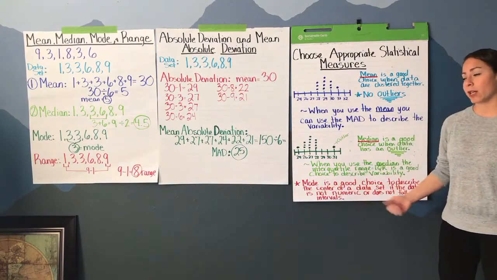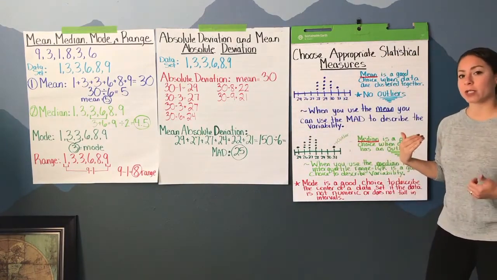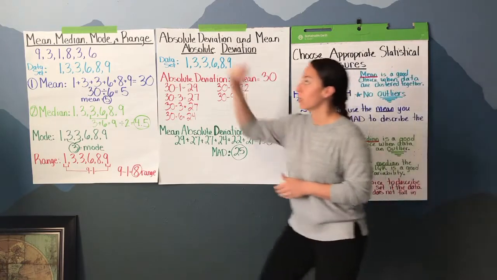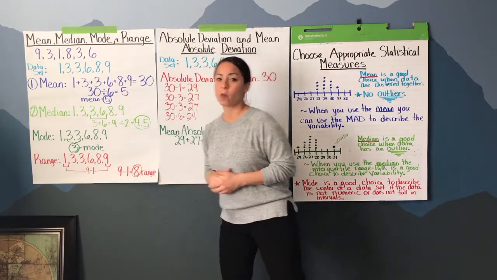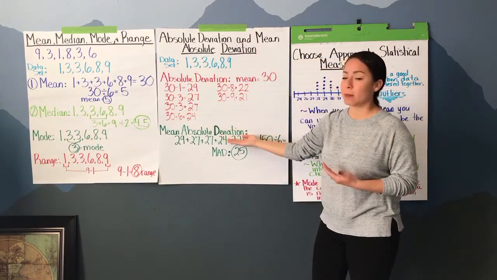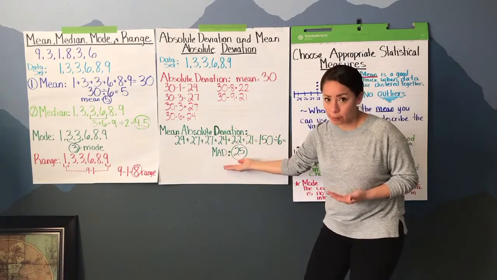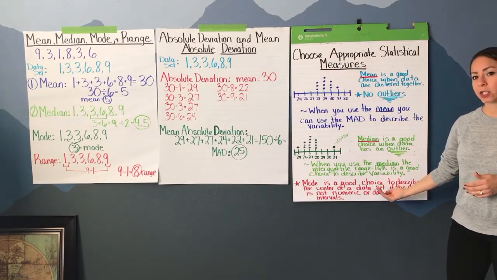That's pretty much it, you guys. So I hope I kind of helped you out. I hope you can clearly see the anchor charts that I have here. Again, if you're not quite sure about mean, median, mode, and range, there's a separate video you can watch. If you don't quite remember absolute deviation and the mean absolute deviation, there's a separate video for that. This one was just to help you guys out with 8-6, okay?